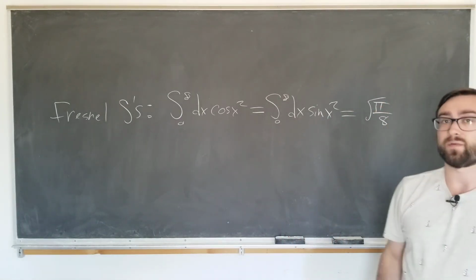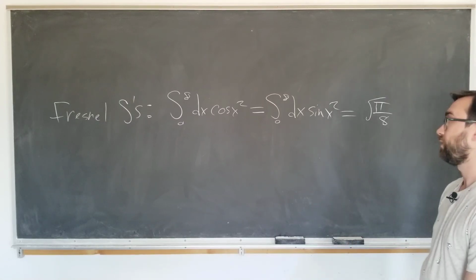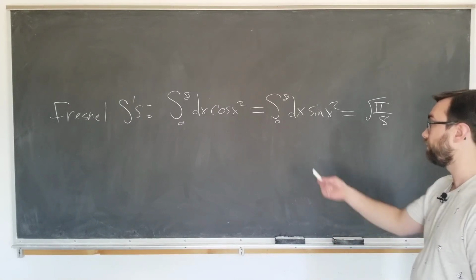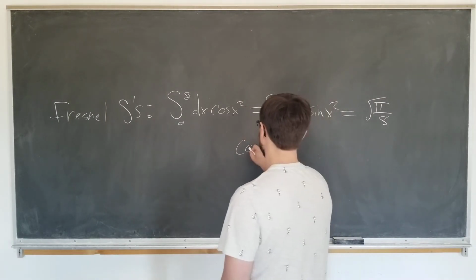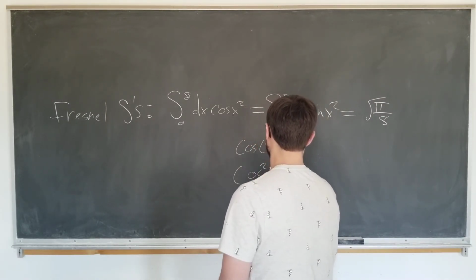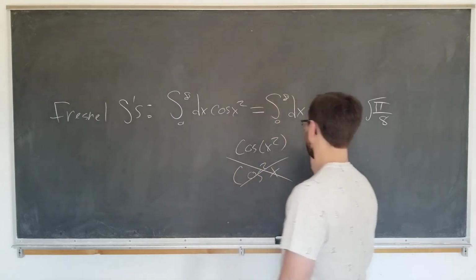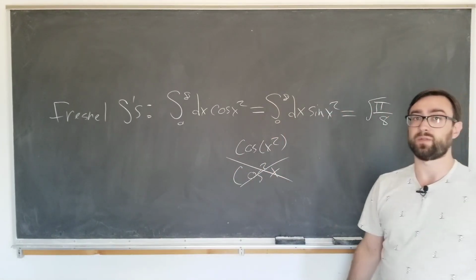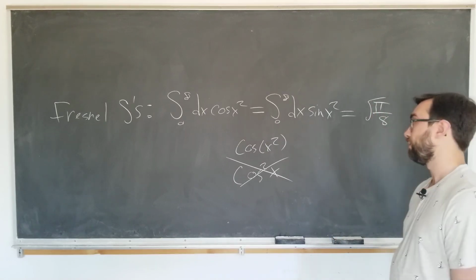These integrals appear everywhere in mathematics and physics. In particular, in physics, they're useful in optics. Note that this is the cosine of x squared, and it is not cosine squared of x. The second one is very easily integrable since it's a simple u substitution.